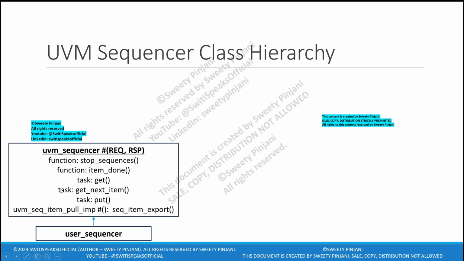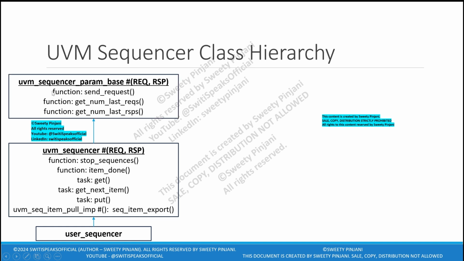We are going to discuss in detail about these various functions and tasks. For now, just remember these are some of the functions and tasks provided inside the inbuilt class UVM sequencer. That's why these functions are also inbuilt, which we can use. This UVM sequencer class in turn is extended from UVM sequencer param base. Even this UVM sequencer param base takes two parameters, request and response.